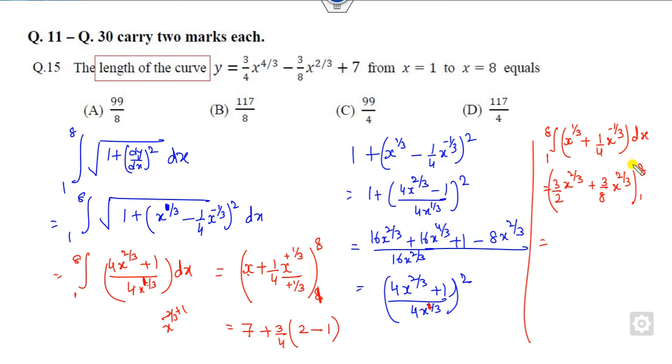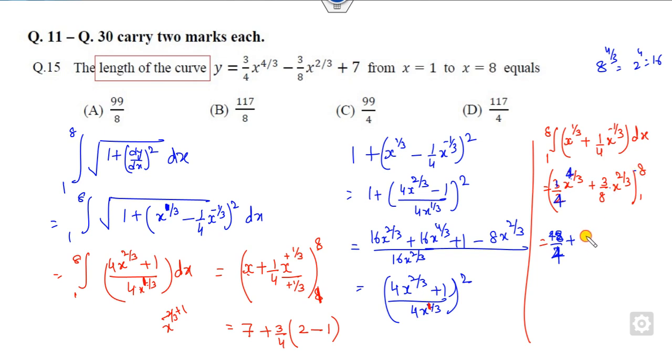Now once you substitute x is 8, it's a 4, 4 3s are 12 by 2. It's again x, sorry, it's a 4 by 3. It's 3 by 4. So again it's wrong. So what is 8 raised to power 4 by 3? It's 2 raised to power 4, that's 16. So 16 into 3, 48 divided by 4.